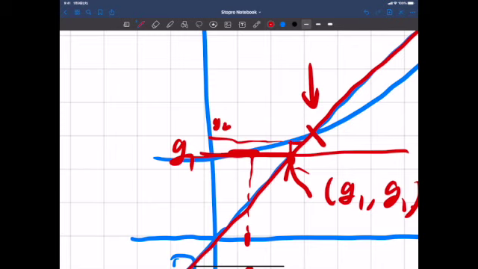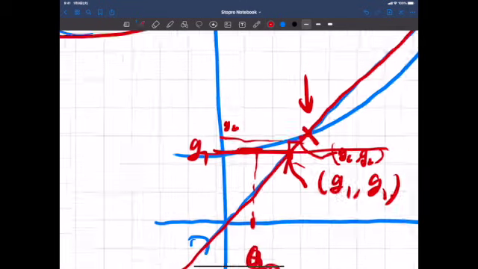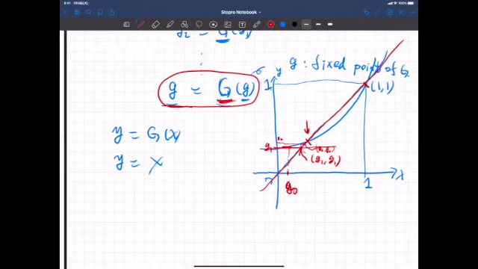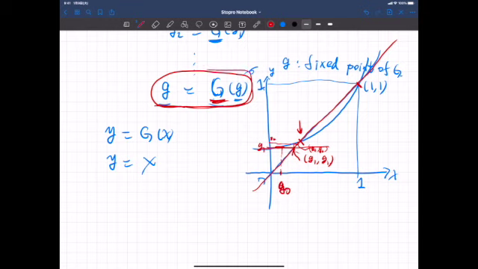Then we draw the horizontal line again. So this point will be g2. Then we put this value into this curve again, and we continue this until we reach this crossing point. There we have found this fixed point. After this point, this process doesn't move any points.